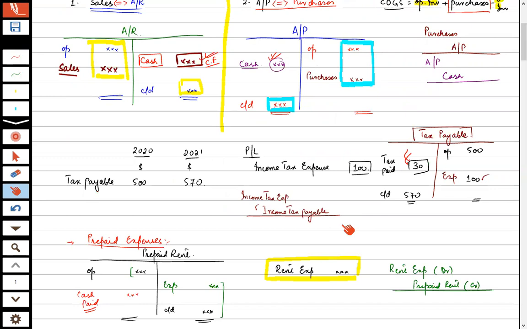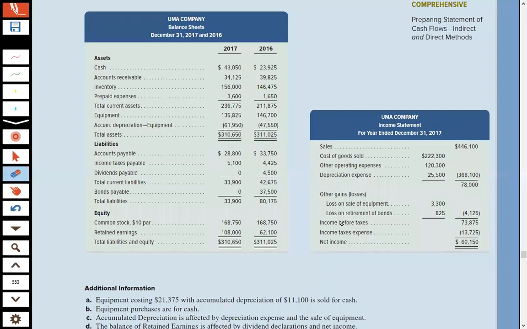The remaining investing and financing activities will remain the same, so there is nothing to discuss there as we had discussed it earlier. Now let's take an example, or we will solve a question for that, so that you have a clear understanding of the direct method. This is the question.